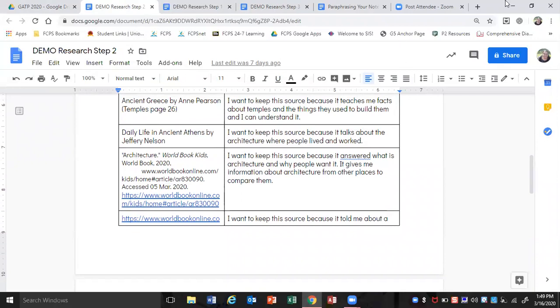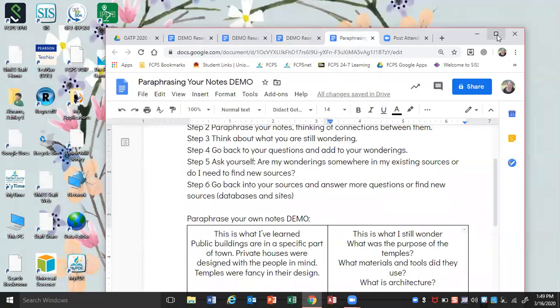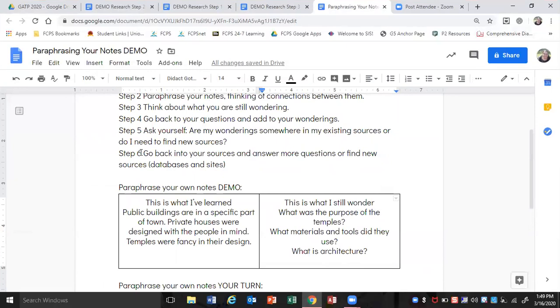So I should be able to use the sources that I already have to continue to think about my wonderings. So that's where I'm going to need to start in step 6. I'm going to need to go back to the sources that I already have, try to answer some of these questions, and continue learning more about my topic.